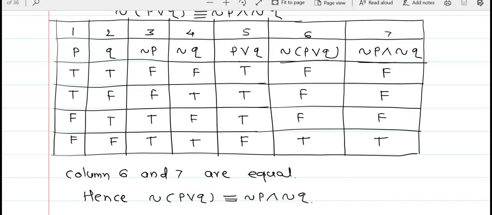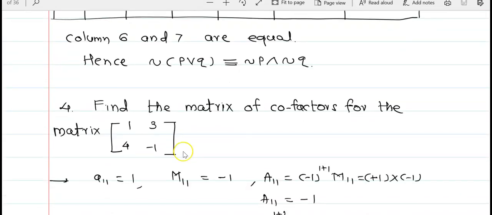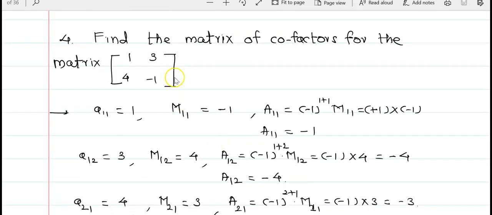Now let us see this here. Find the cofactor matrix. This is the first element. Then how to find out the minor? See this in horizontal and the vertical. Which element is there? -1 is there. Therefore, m11 is -1. Its cofactor a11 is -1 raised to 1 plus 1 times m11, and overall you will get -1.